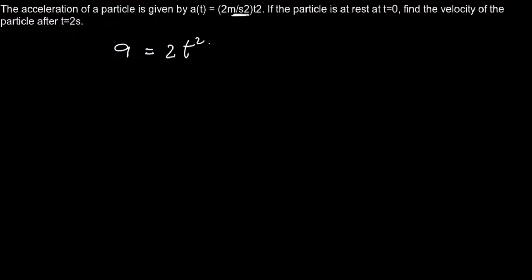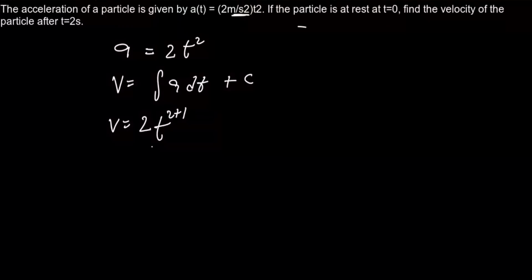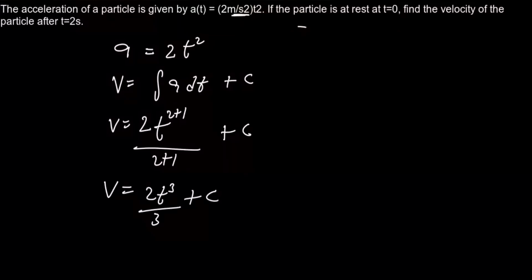Okay? Now, the thing is that we want to find the velocity of the particle. Remember what I told us, that velocity is the integral of our acceleration plus c. So velocity equal to what? Let us integrate this. For us to integrate, we are going to add 1 to the power and we'll divide by the power. What am I saying? Add 1 to the power, 2 plus 1, then all over 2 plus 1, then plus c. This will give me v equal 2t cubed over 3 plus c.